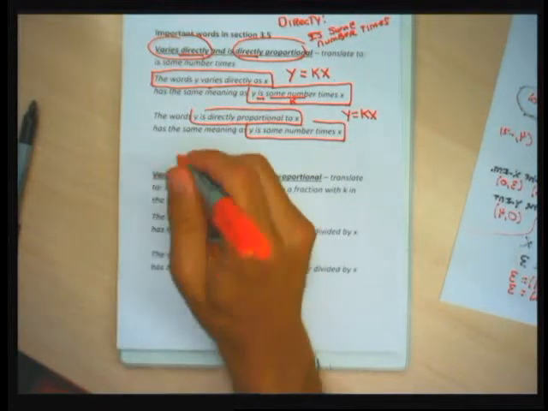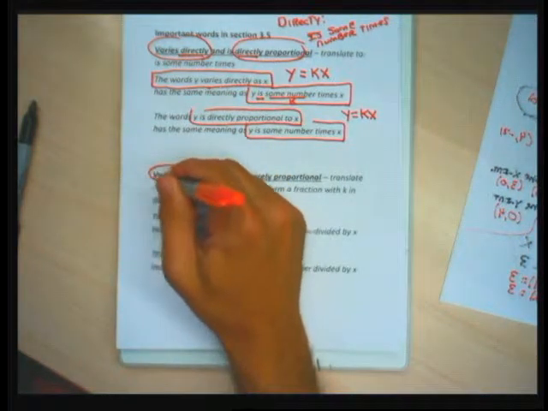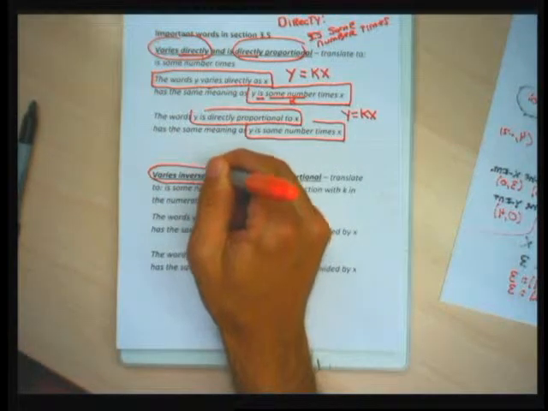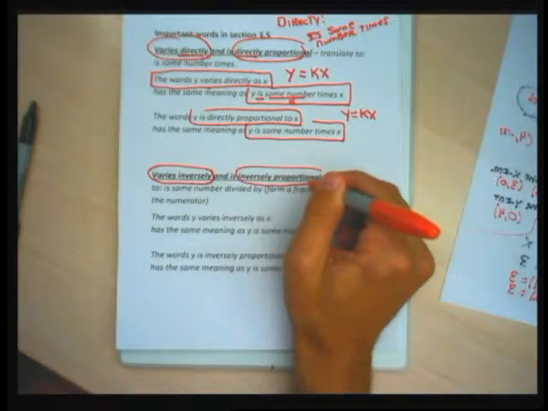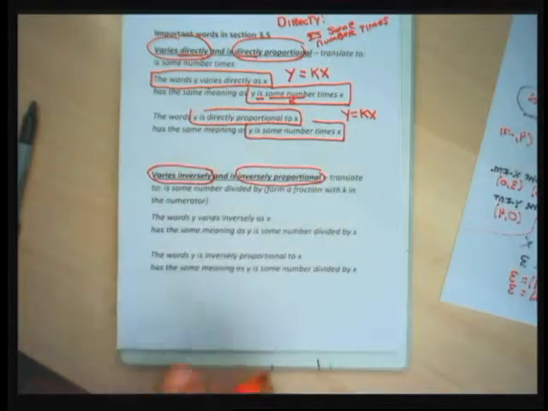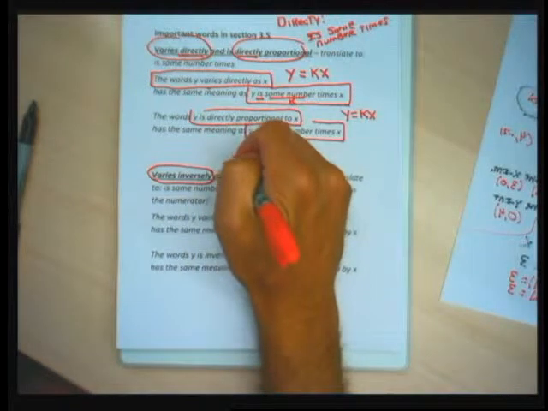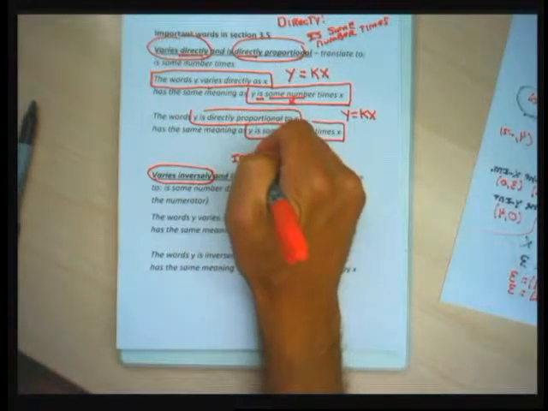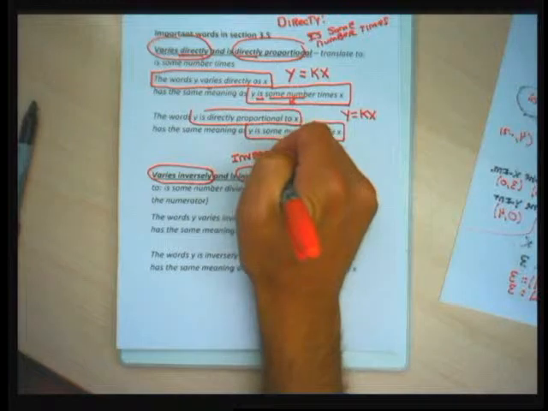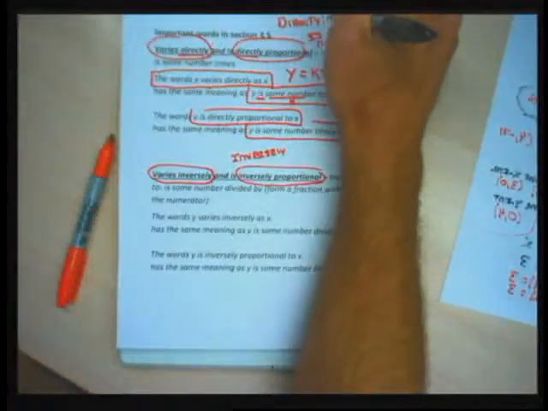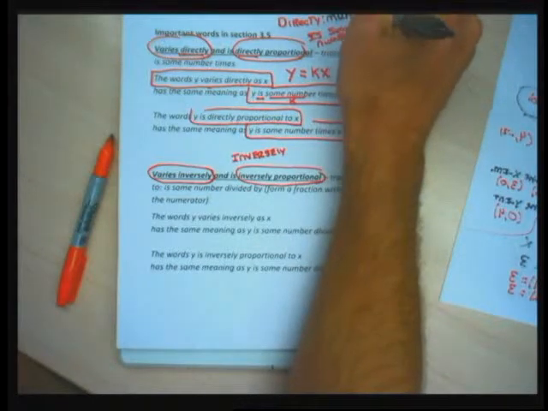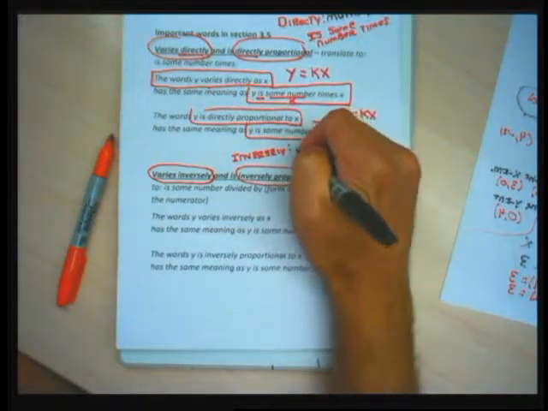The next two pairs of words that I might see in a problem in this section are the words varies inversely or is inversely proportional. And what links these two statements is the word inversely. And mathematically, when I see inversely, I think divide. So directly, I think multiply. Inversely, when I see those, I think divide.